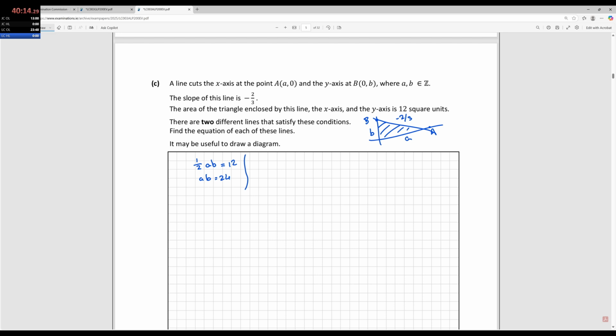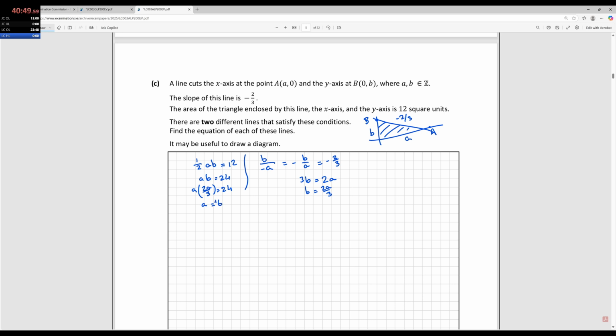The slope should be y2 minus y1, so it'll be b minus 0 over 0 minus a, which would mean the slope is minus b over a. But they told us the slope is minus 2 over 3. So that means we know that 3b is equal to 2a. So what I'm going to do is say b is equal to 2a over 3. So that means a multiplied by 2a over 3 is equal to 24. That'd be a squared is equal to 36, so a is equal to 6.